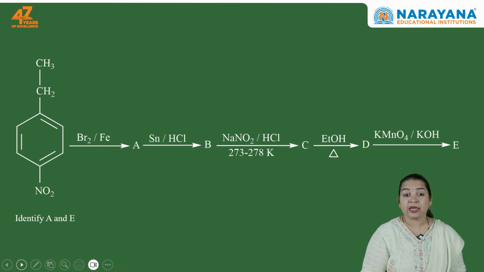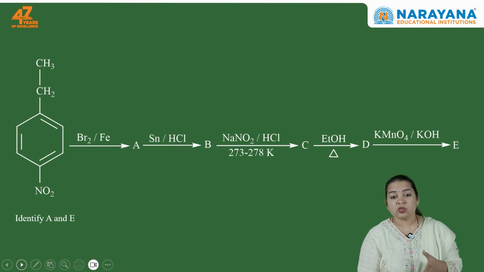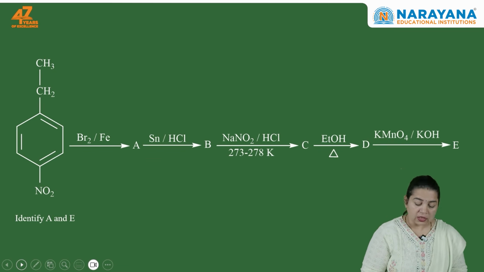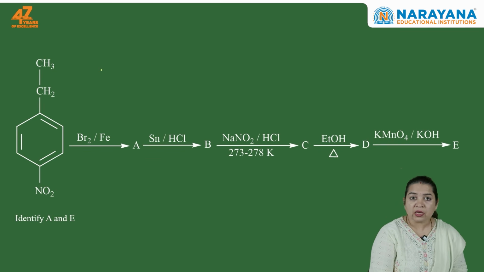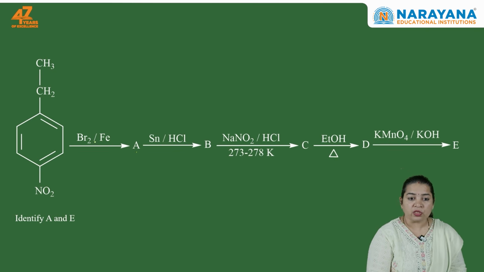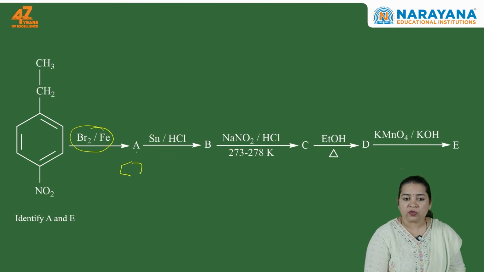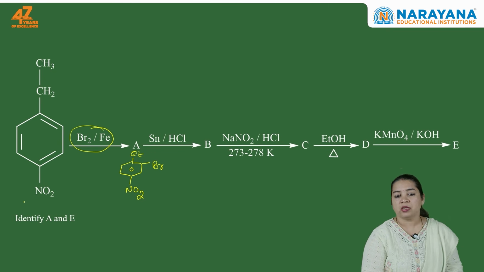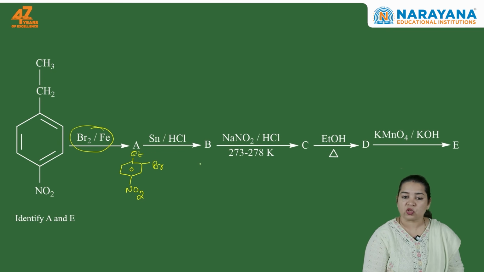Next question from organic, again from EAS. You can see electrophilic aromatic substitution and all those Sn/HCl reduction, NO2, all these are so dominating in the entire paper. So let us see here. A, bromine and iron. If they give bromine and iron, then it has to be electrophilic aromatic substitution, ethyl, NO2, the direct influence of ethyl will come into power. Ortho to that, this should be our structure of A.